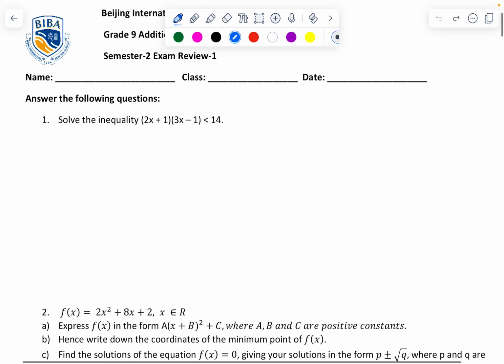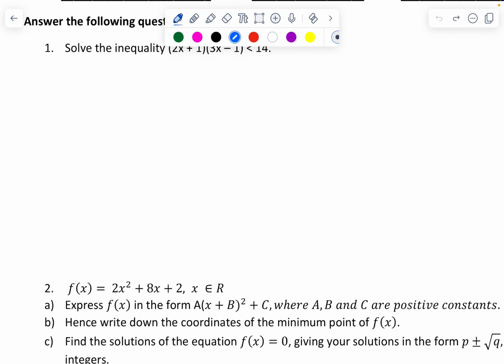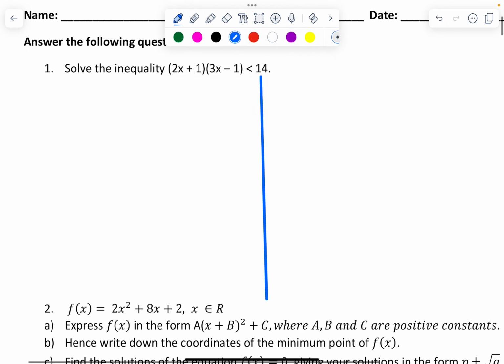So, let's get started. The first question is about inequalities, right? First, I'm going to expand this. To organize my space, I'm going to make two lines so that I can use most of the space. Okay. So, first, I'm going to expand these brackets.